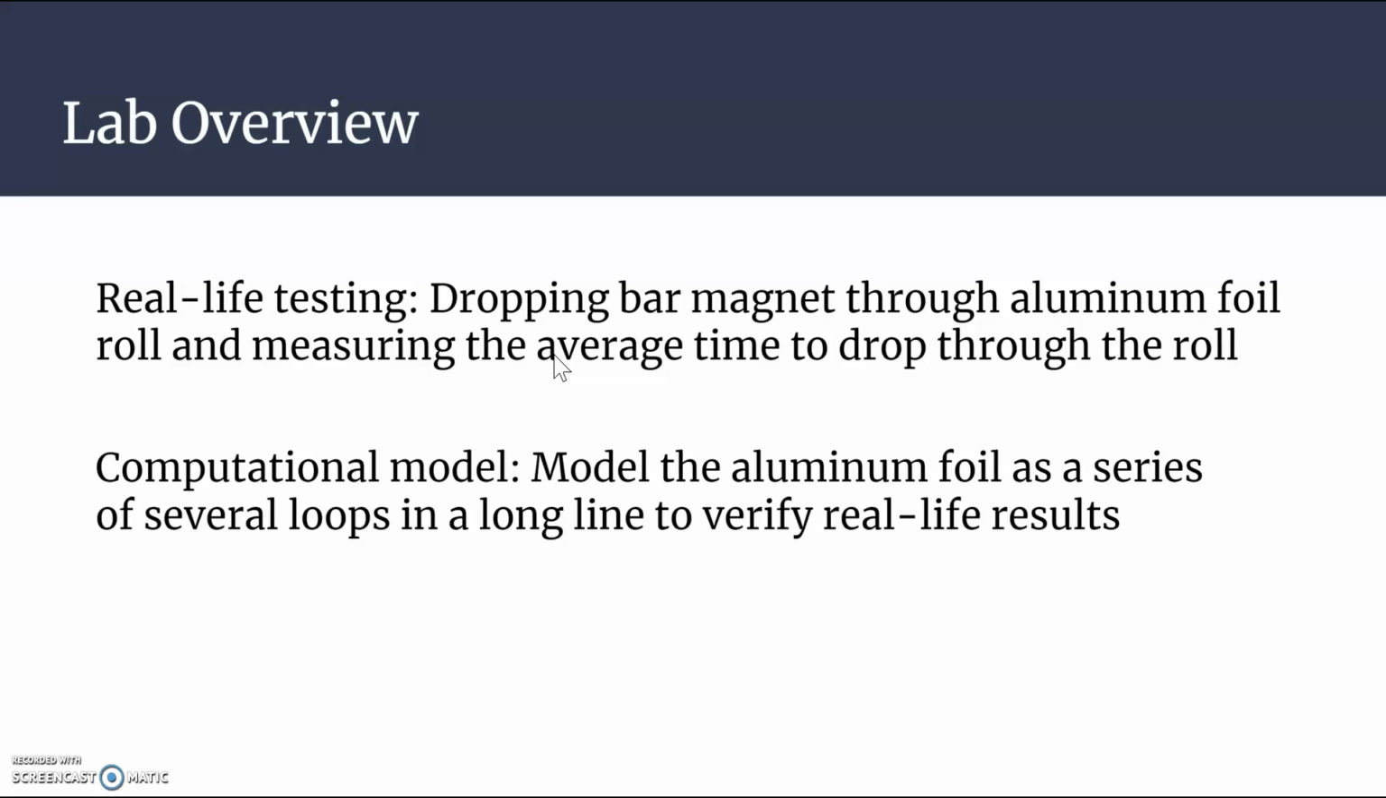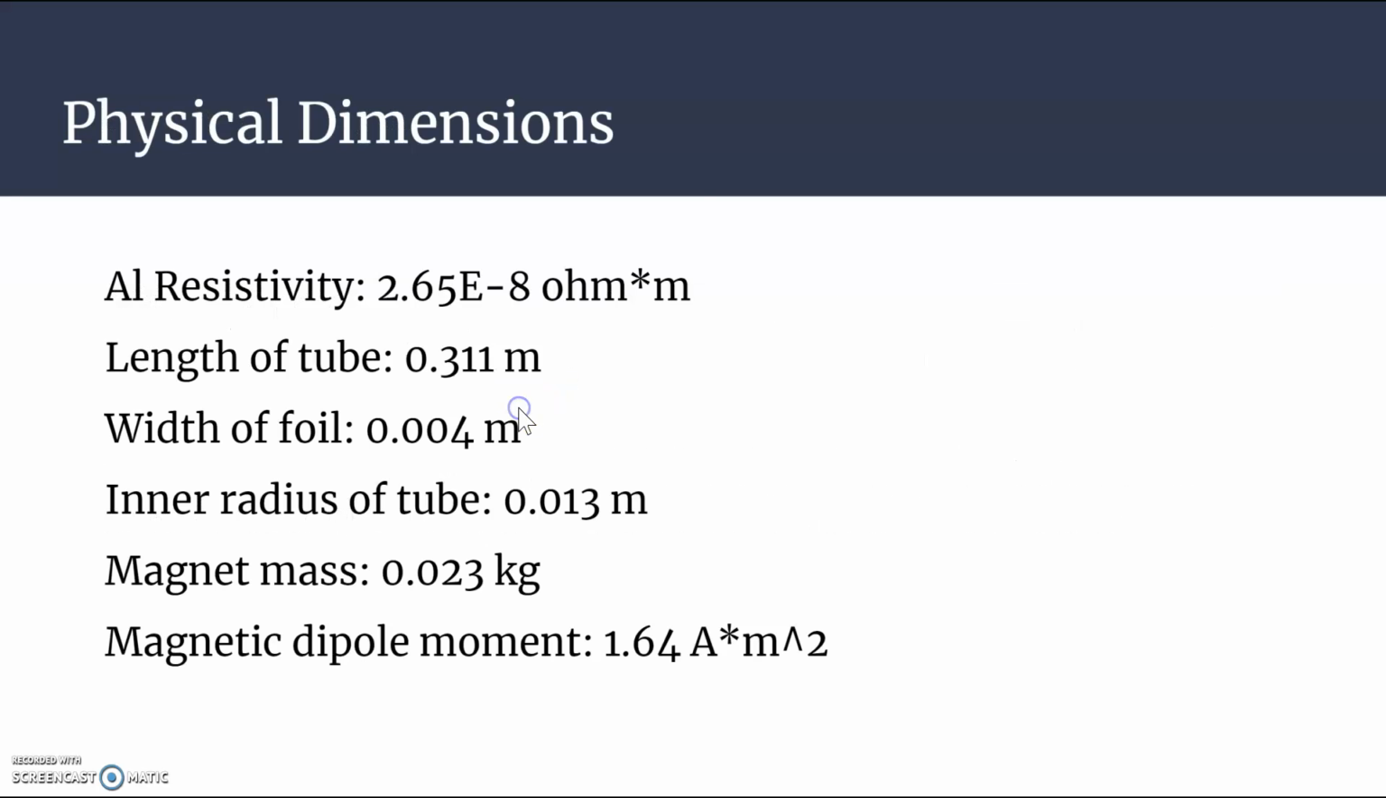So in this lab we had some real life testing where we dropped the bar magnet through aluminum foil and measured the average time to drop through the roll. And then we followed that up with a computational model to verify those real life results by modeling the aluminum foil as a series of several loops in a long line or a tube.